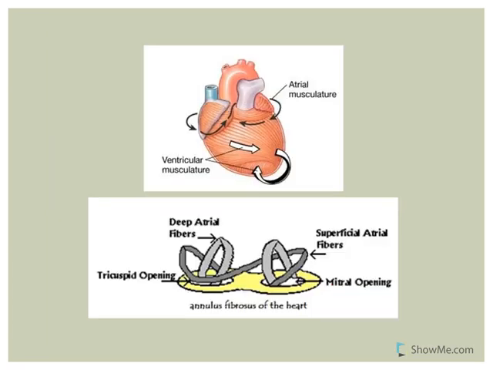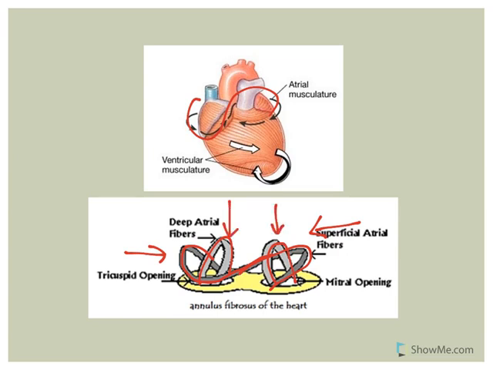Now, this picture shows you the arrangement of the muscle fibers in the atria. In the top picture, you see these more superficial muscle fibers, which act like a lariat encircling both atria. When they contract, they move the muscle in this direction. You also have these deeper atrial fibers, which are independent for each chamber. When they contract, they're going to move blood this way.